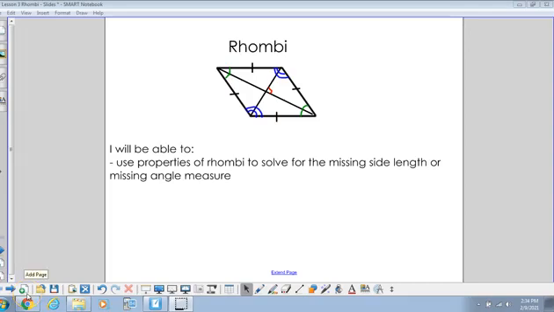Hello geometry students. In this video we are going to learn about a parallelogram that is called a rhombus and the special properties of a rhombus, or rhombi, which is the plural of the word rhombus. We're going to solve for missing side lengths and missing angle measures using all the properties that we're going to learn about. Okay, let's begin.